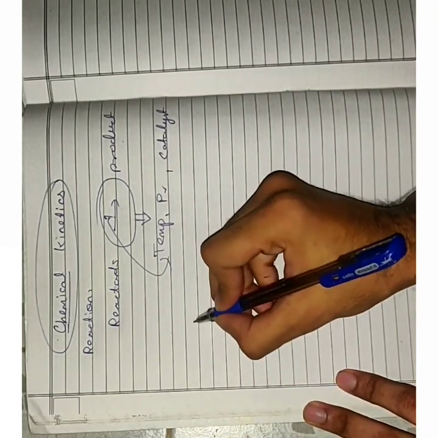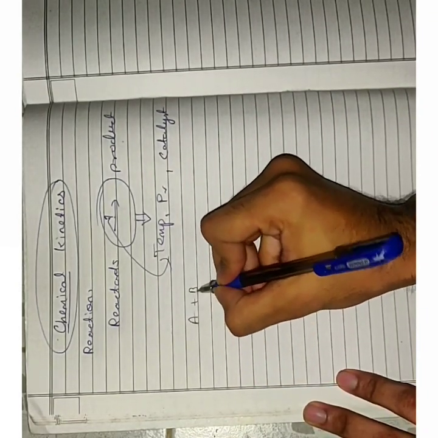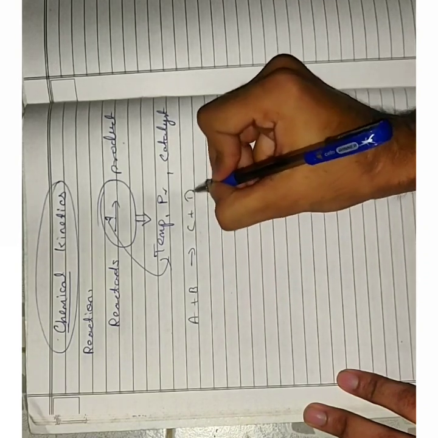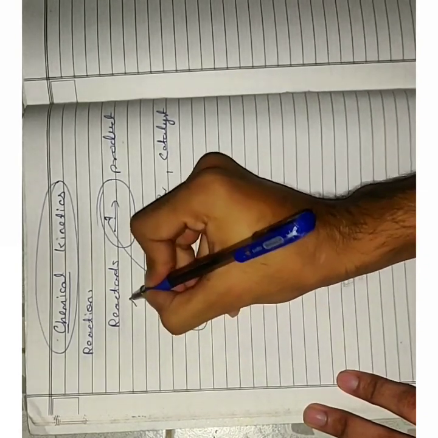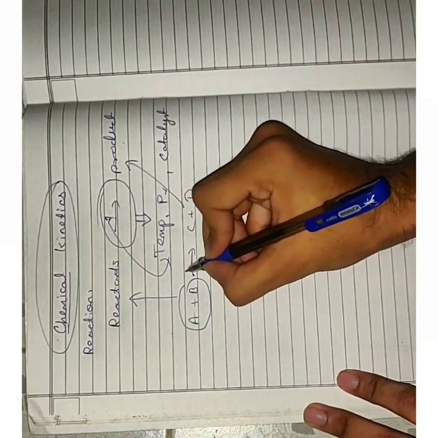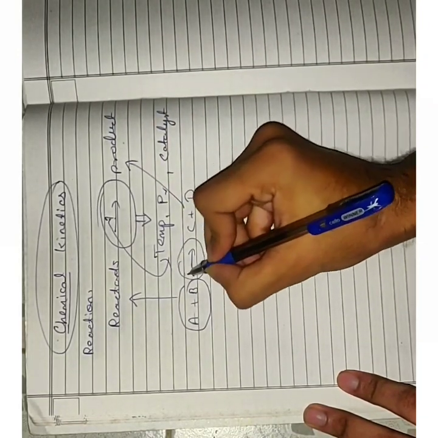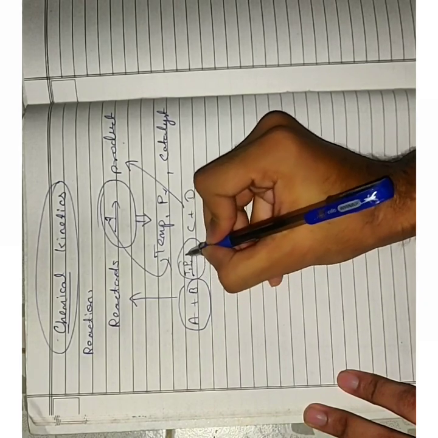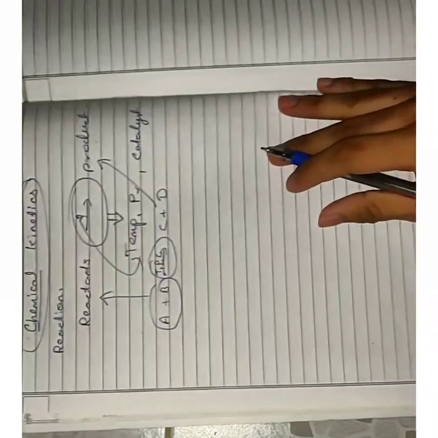For example, let us take a reaction A plus B gives me C plus D. Here A and B are reactants, whereas C and D are products. On the arrow, I can represent the temperature, pressure, or catalyst, whatever is required.